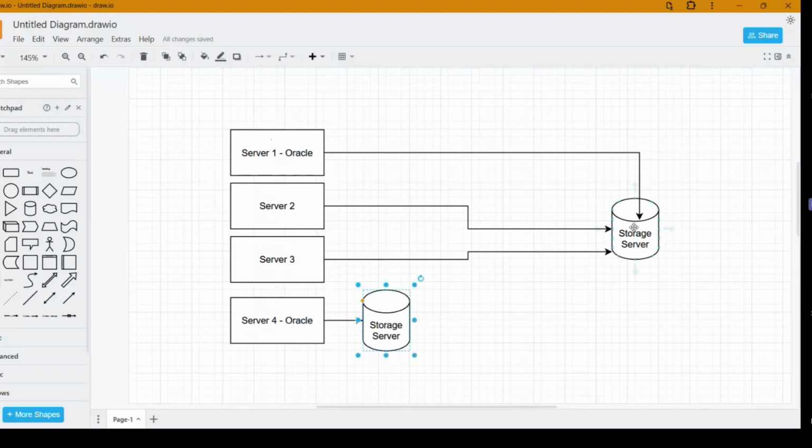Otherwise, if we didn't perform this activity, we need to take these two servers out of the vCenter and store them somewhere else.